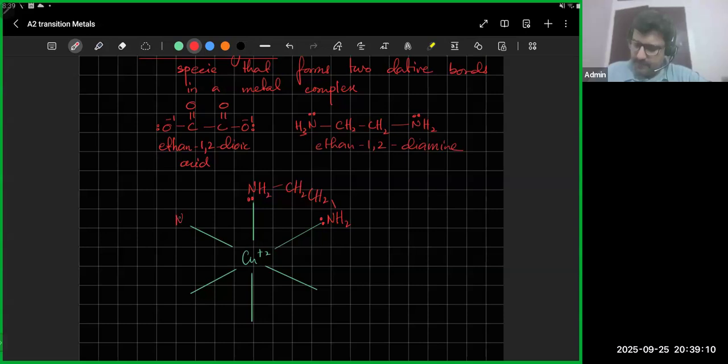The same thing would happen over here as well. And in the middle, you're going to have one more NH2, so one N forms a dative bond from this side, and another N forms a dative bond from the other side. Is this clear? What a bidentate ligand is.